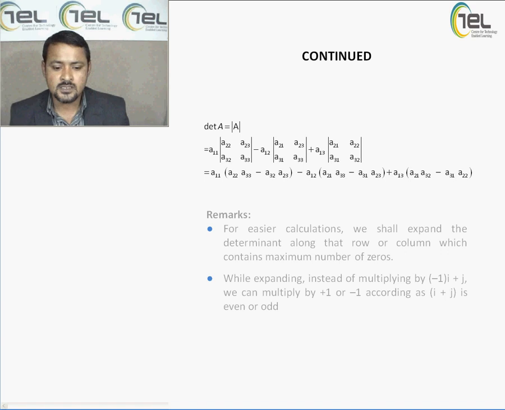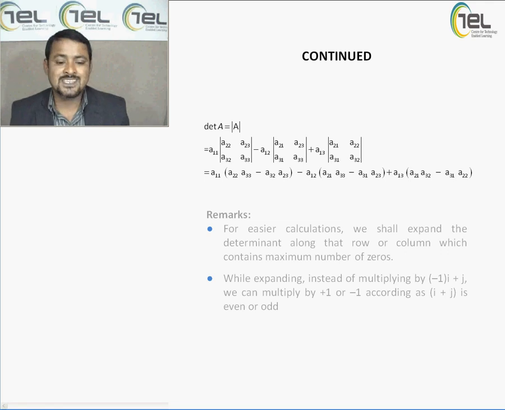The first one is plus, second is minus, third is plus. This is a 3 into 3 matrix, remember. We take A13. A13 lies in the first row and the third column. So eliminate the first row and the third column. We get A21, A22, A31 and A32. That is the minor of A13.